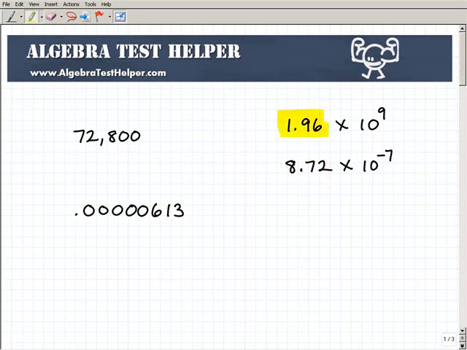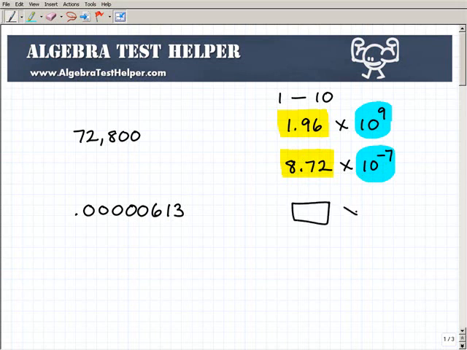So the first thing is we have a number, and that number is going to be a number between 1 and 10, always, always, always. So here we have 1.96, here we have 8.72, and that number could be negative, but we're looking at the decimals. It's between 1 and 10. And that particular number is going to be multiplied by some power of 10. So these right here are numbers that are in scientific notation. You have a number between 1 and 10 times 10 to some power.